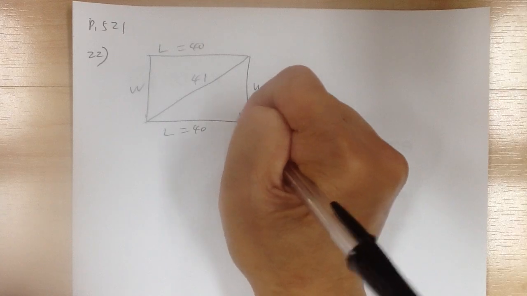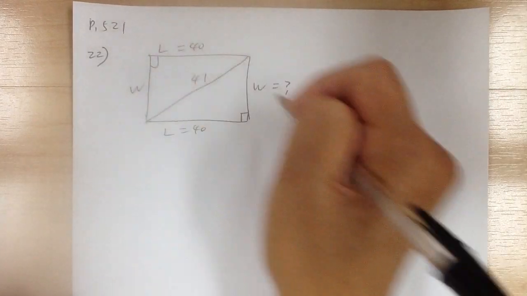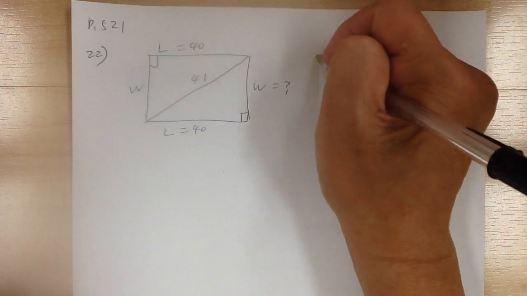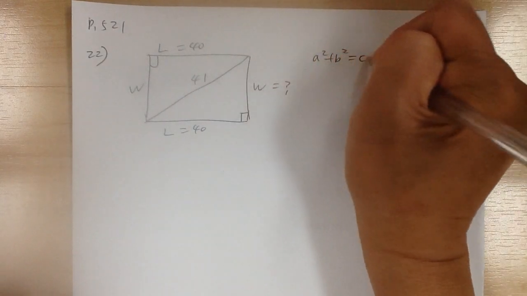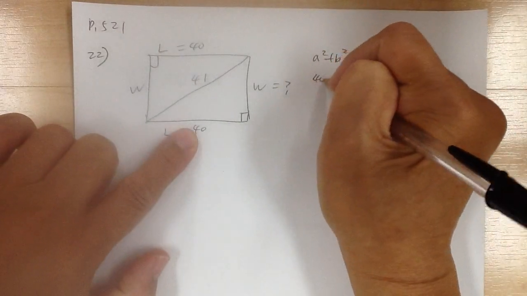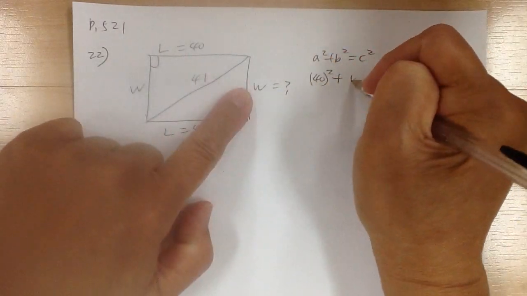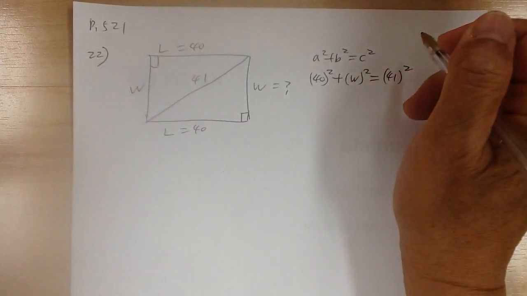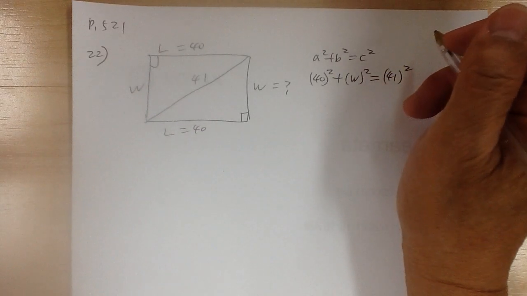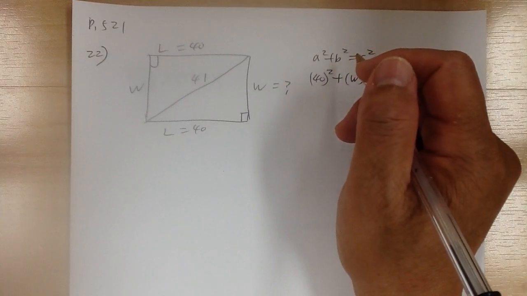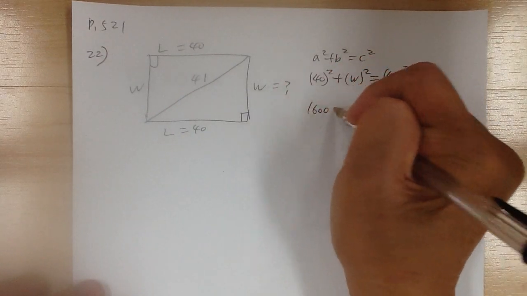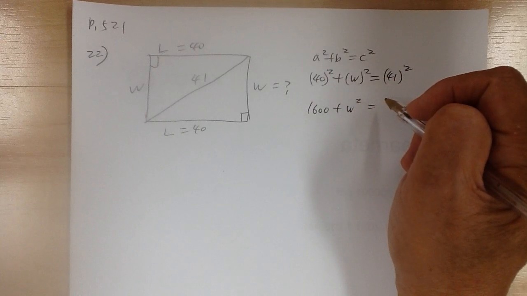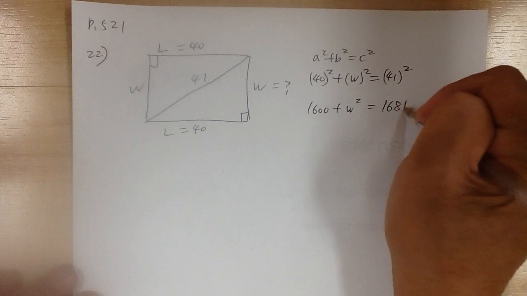You know that for a rectangle, all the corners are right angles, so this is a right triangle. So you can use your Pythagorean Theorem. You have a squared plus b squared equal to c squared. So you got 40 squared plus w squared equal to 41 squared. So get your calculator. 40 squared, you got 1600, plus w squared equal to 41 squared, you got 1681.